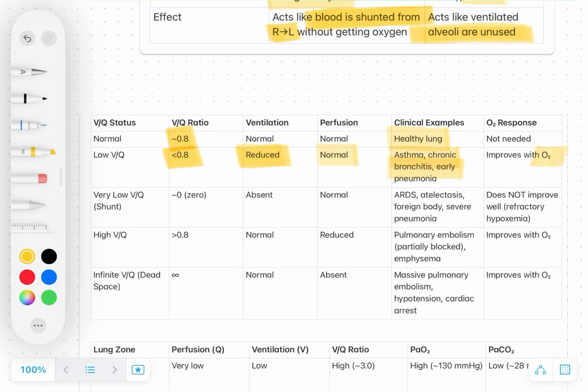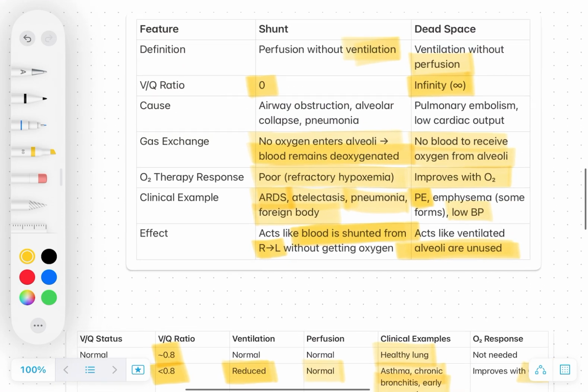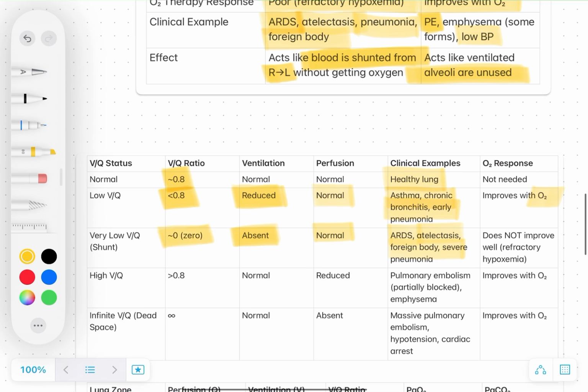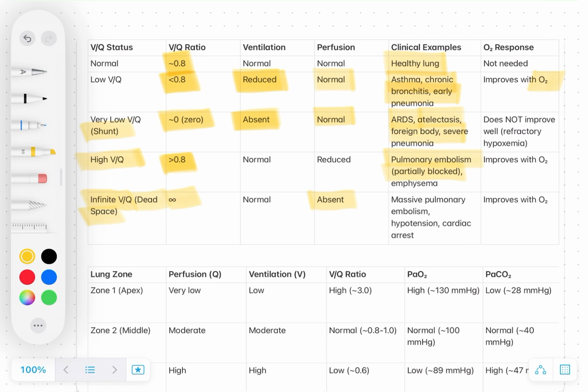A very low V by Q ratio is seen whenever the perfusion is normal and ventilation is 0. It is seen in ARDS, atelectasis and foreign body, severe pneumonia. When the ventilation is absent, it will act like a shunt. So a V by Q ratio of 0 is shunt. A high V by Q ratio, more than 0.8, is when the perfusion is slightly reduced, not completely 0 but reduced compared to the ventilation, as seen in partially blocked pulmonary embolism. An infinite V by Q ratio is dead space, where there will be no perfusion. All the conditions almost improve with oxygen except shunt, which does not improve with oxygen.